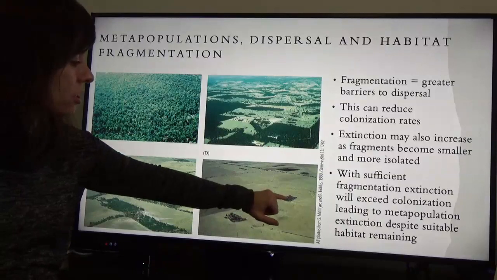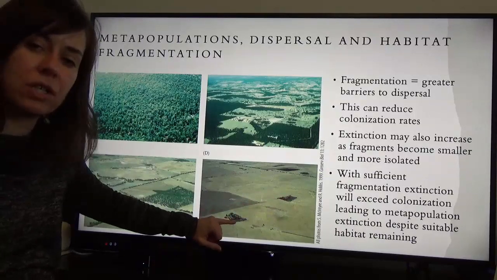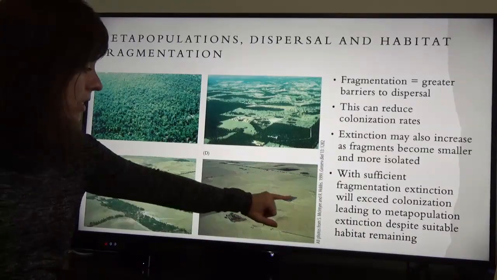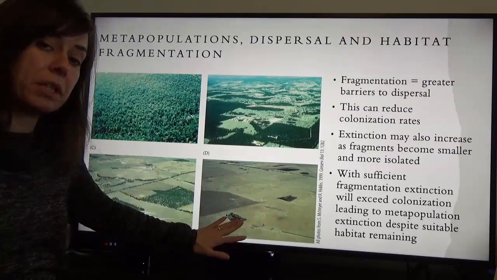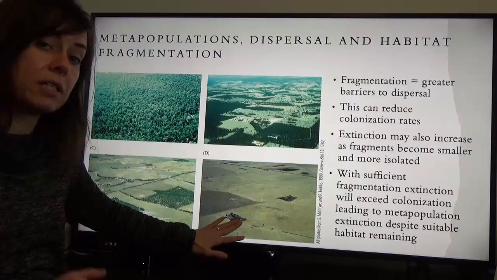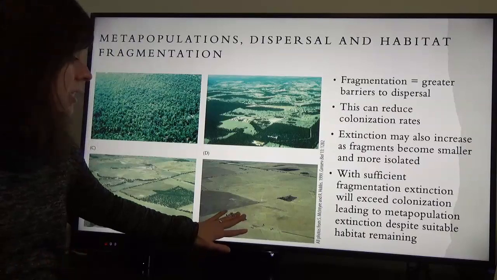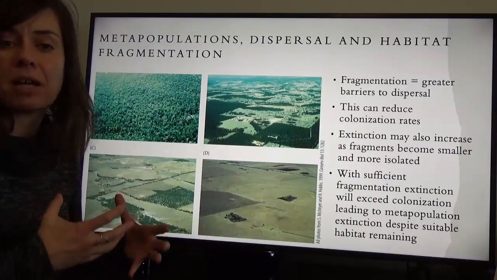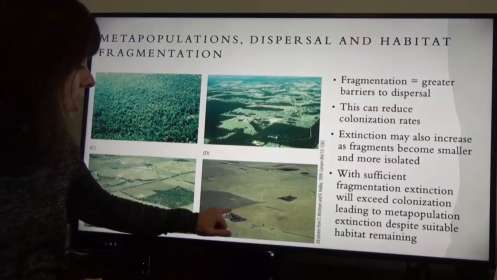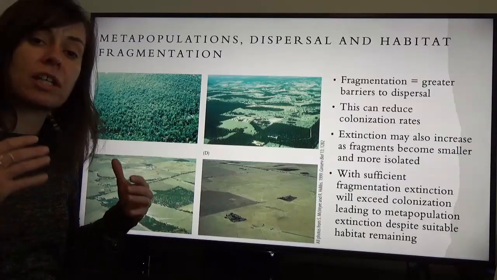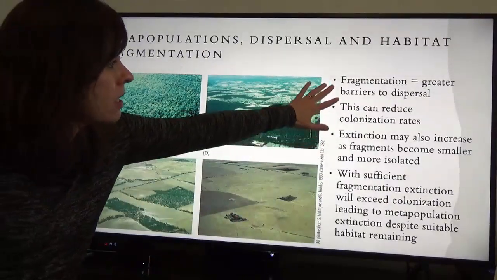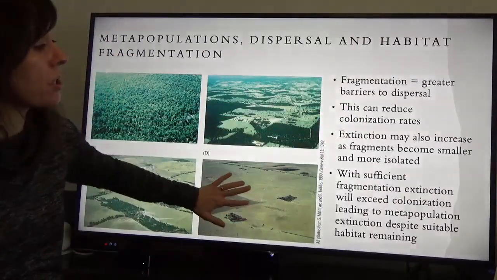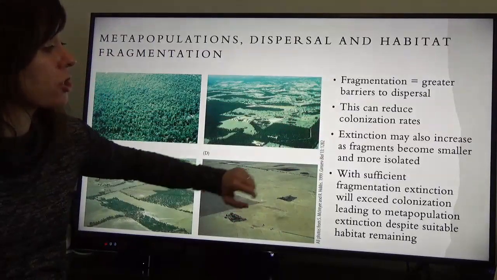Of course, it's really hard to move across this open landscape. If you're a forest species, you're trying to recolonize this patch over here. For many species, moving across this landscape is going to be really hard. Okay, so your colonization rates decrease as the landscape becomes more fragmented and patch sizes become smaller. It's also harder for a patch to support a population that can export individuals if the patch size is smaller. So fragmentation leads to greater barriers to dispersal. This can reduce colonization rates.